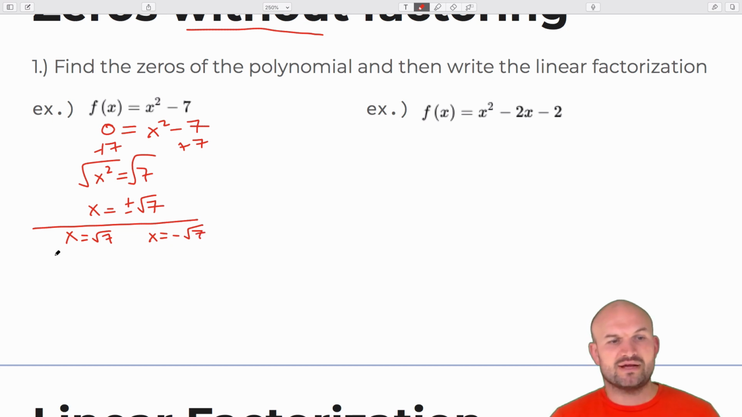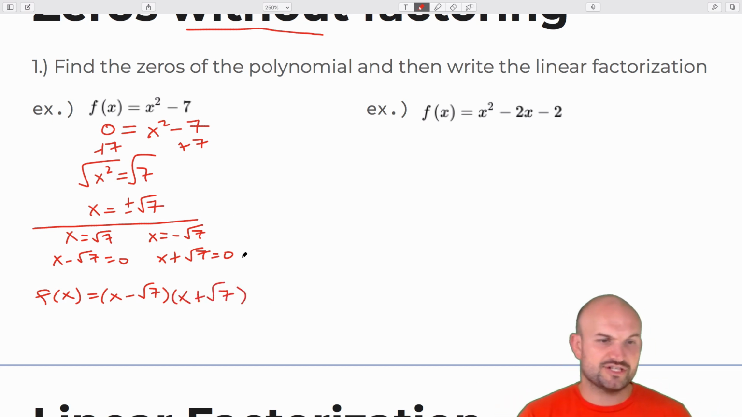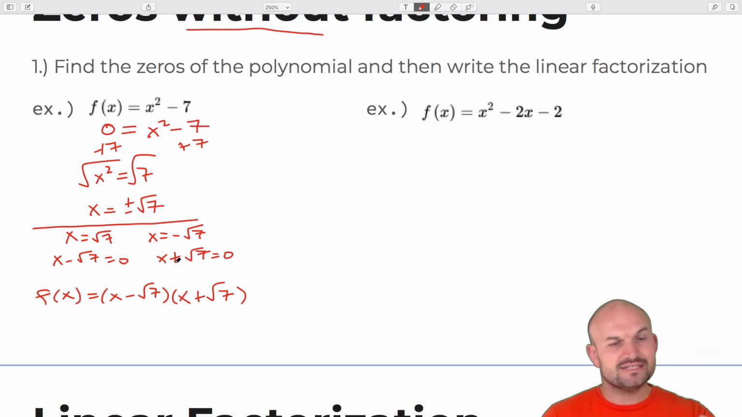All right, then we can write these as factors equal to 0, right? That's where they came from. And you can see that those are going to be the two factors. So the linear factorization would just be f of x equals x minus square root of 7 times x plus the square root of 7. So this is a way of writing the linear factorization when given the zeros. If you can figure out the zeros, you should be able to write the linear factorization, because then we just multiply that to get the polynomial.